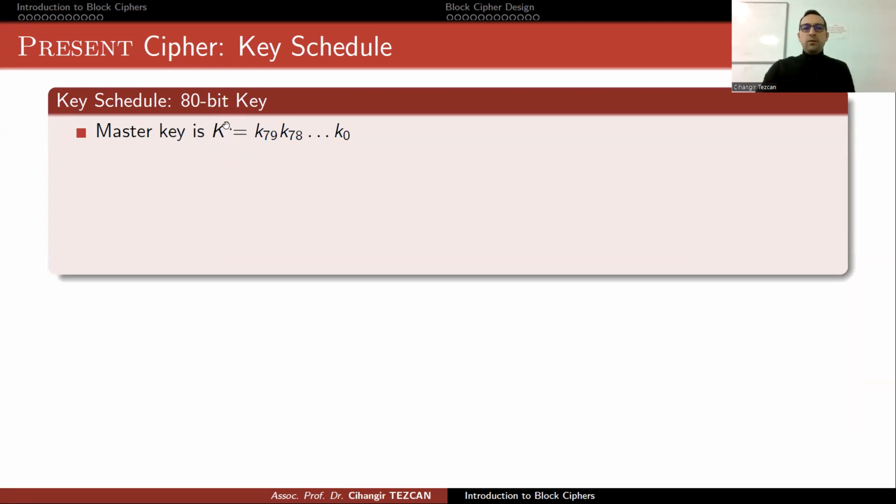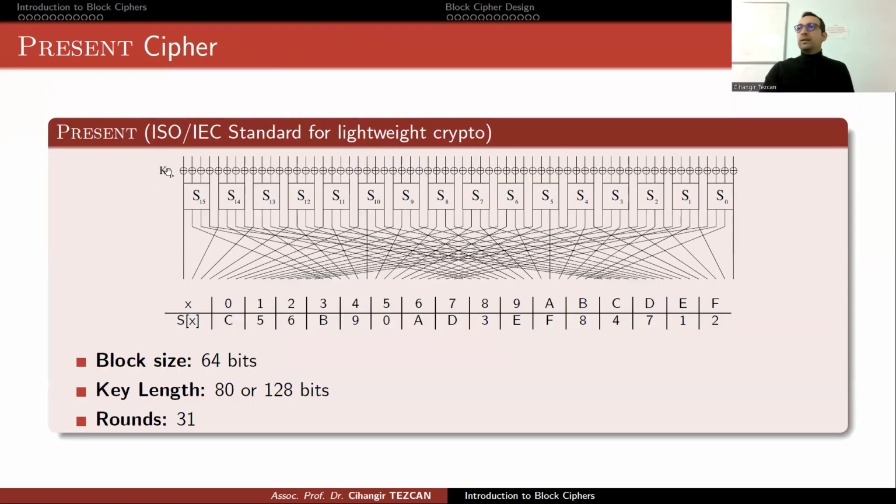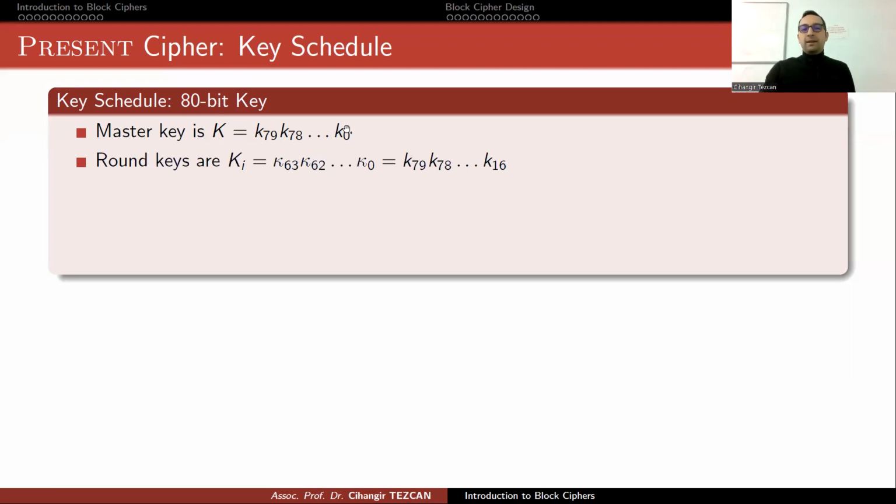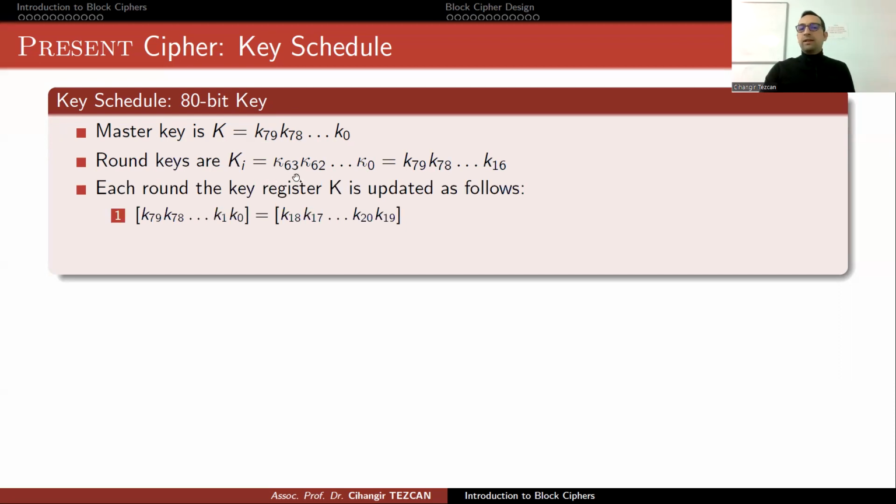If you use the 80-bit key version, we store your master key K as 80 bits like this. Think about this as an 80-bit register. Your round keys are actually the leftmost 64 bits of this 80-bit register. So your leftmost 64 bits are XORed with your plain text here. Now, I modify this 80-bit register to create the next round key. As you can see, here I represented it with K0 to K79. Now it starts with K19. This is a different way of saying that I'm rotating these 80 bits 19 bits to the right.